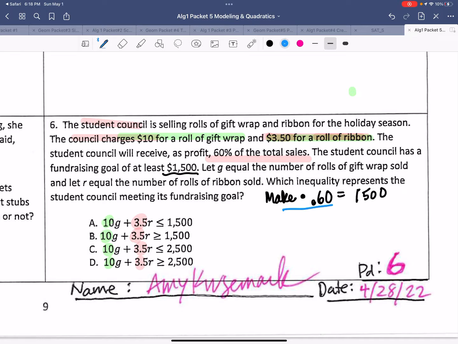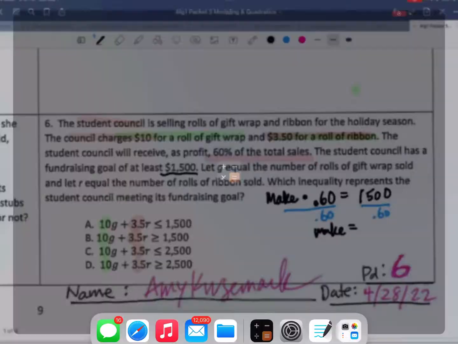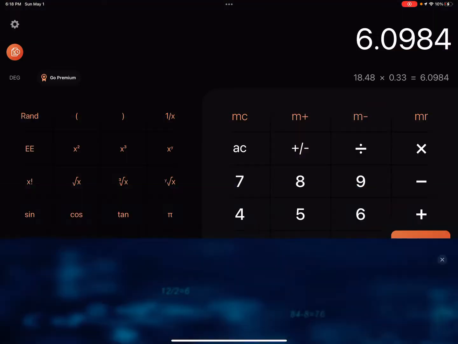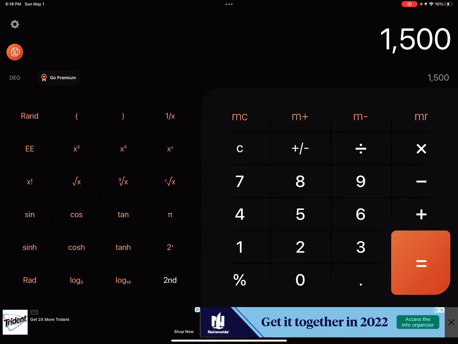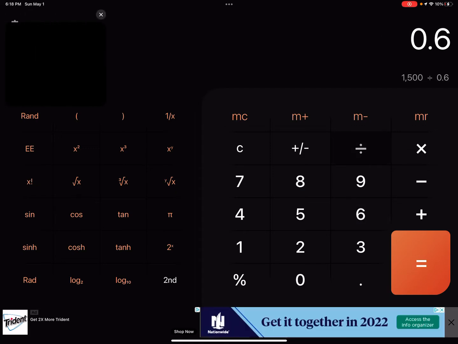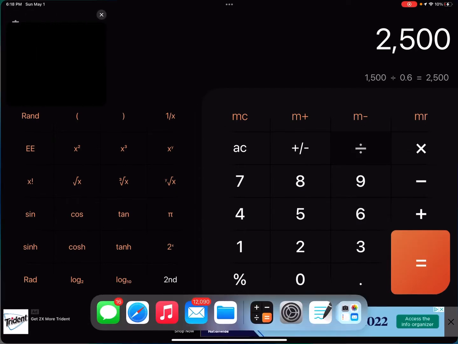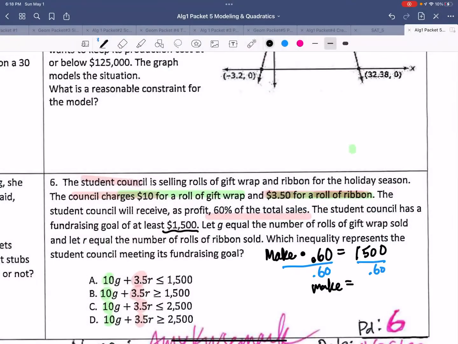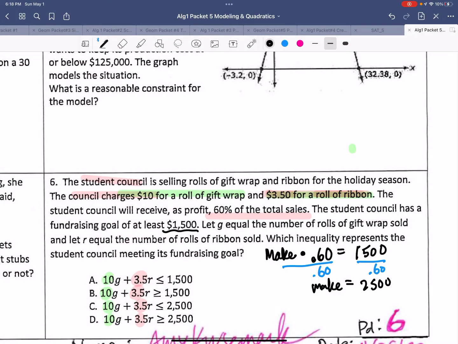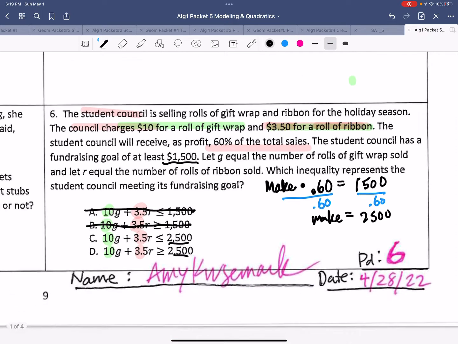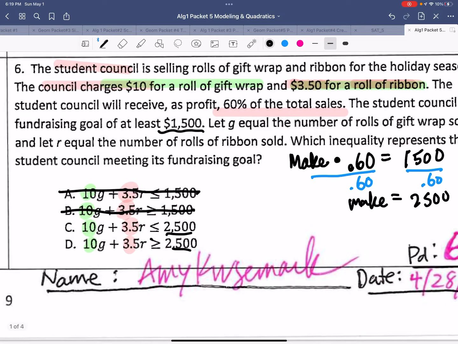So let's do a little algebra. We're going to divide by 0.6 on both sides. So we need to make in our fundraiser 1,500 divided by 0.6. Okay, so we need to make 2,500. So this makes sense that we need to make that. Now most people are okay making more than that. So this is how much we make.